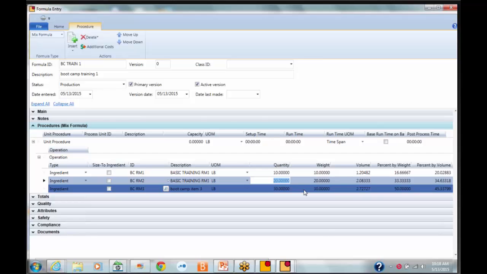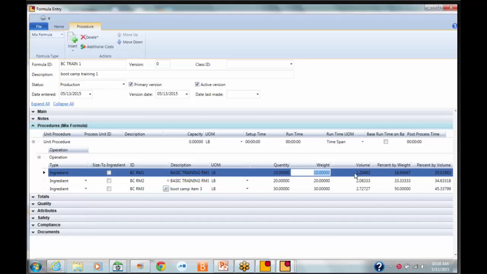Notice that in my system, I'm seeing weight and volume. If you're only seeing one or the other and you need to see both, let me know. There's a checkbox for that. Some people only need to see one or the other, and that's great, so we've got a way to hide it. But if you need to see both, we can do that.